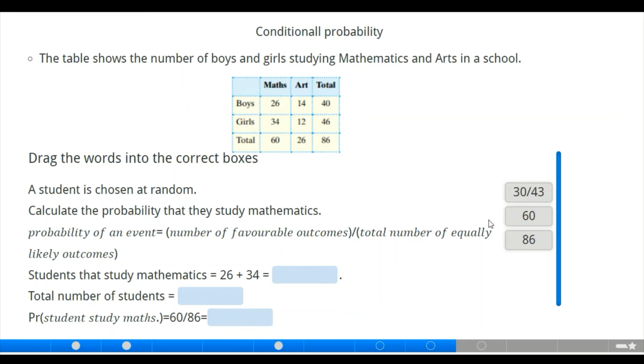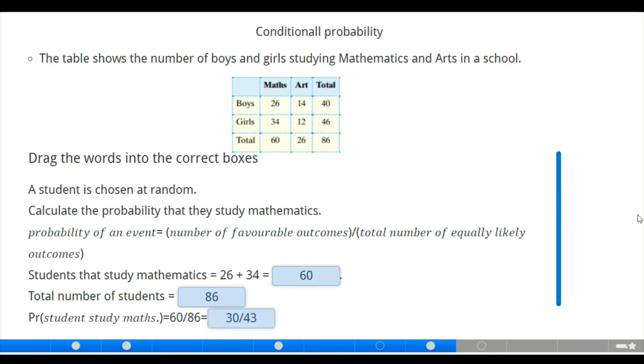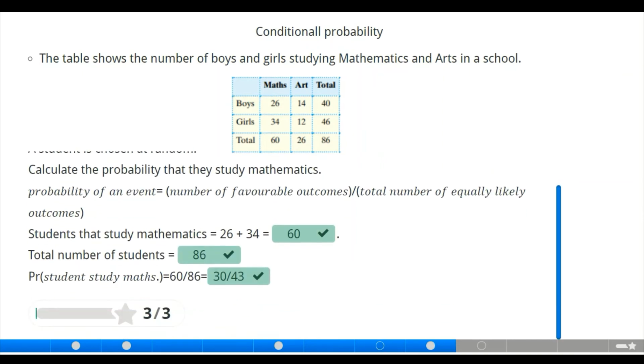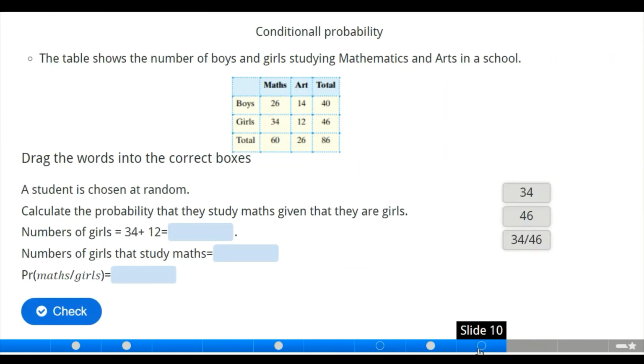The number of students that study mathematics, 26 plus 34, will give us 60. The total number of students is 86, and 60 divided by 86, reduced to the lowest term, will give 30 over 43. So let's check if we are right. Okay, let's see. All right, we are cool. Now let's look at the next question under this table.